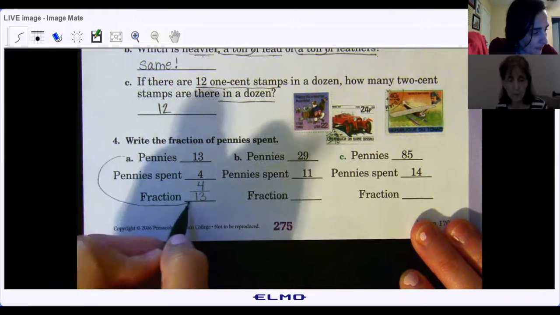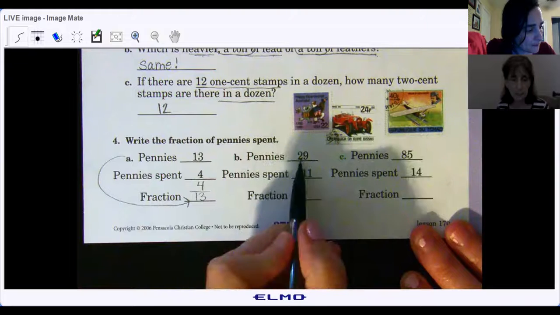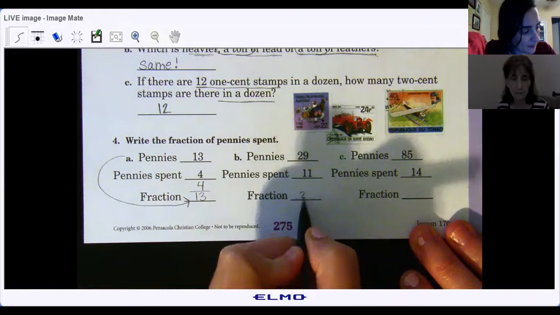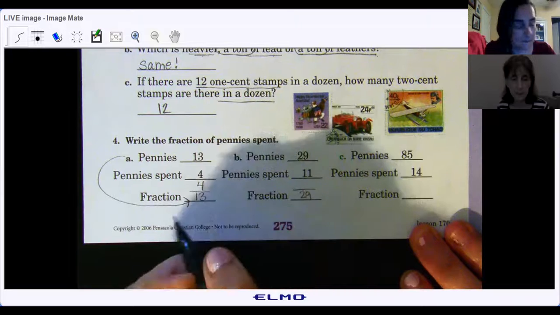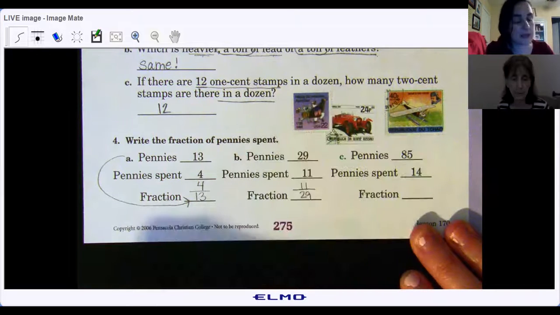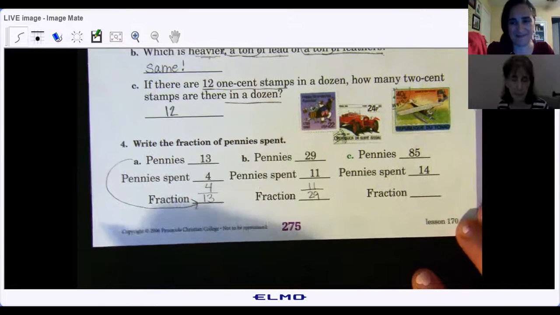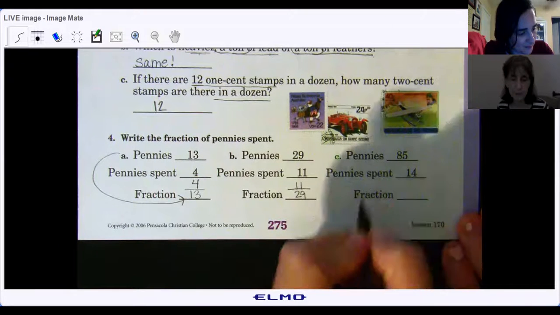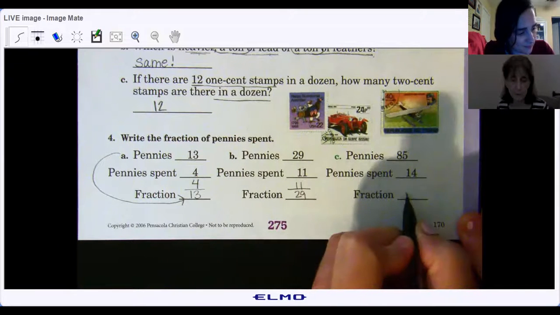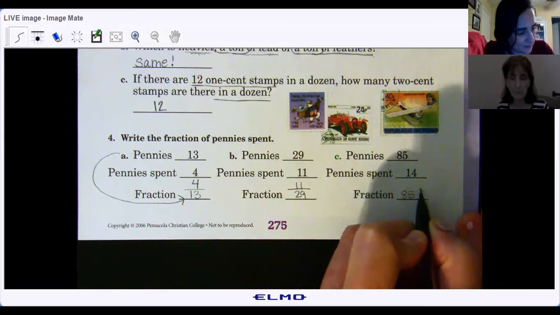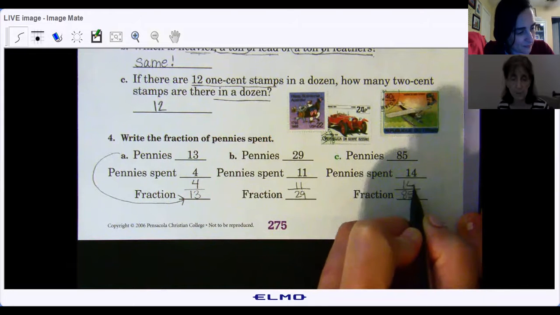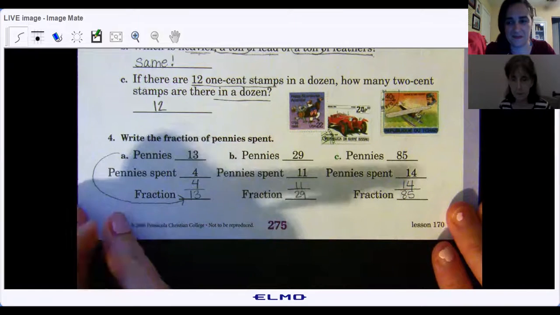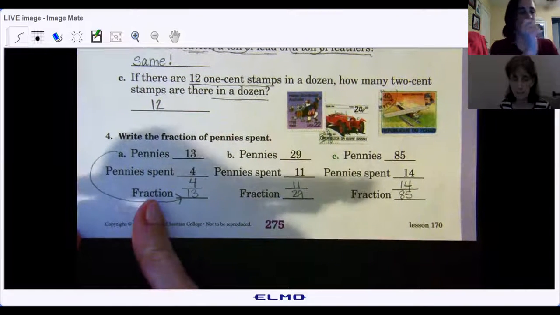All right, 29 pennies and you spent 11. So 29 is your total, that's your denominator. How many did you spend? 11. So you spent 11 out of 29, 11/29. All right, we have 85 pennies. We spent 14. What's our denominator? What's our total? 85. How many did we spend? 14. So we spent 14 out of 85. So 14/85. All right, and that's how you do it.